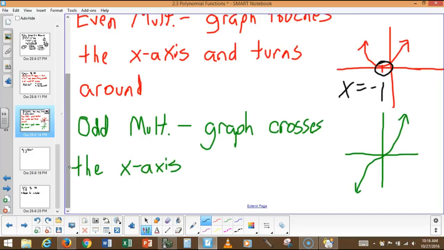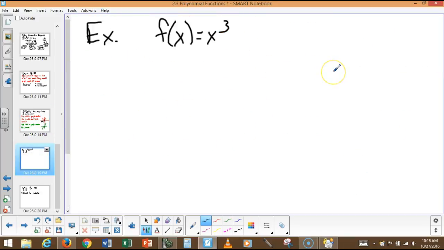If we're talking about odd multiplicity, the graph crosses the x-axis at that point. So if we're looking at this, this is a basic cubic function. You can see we're crossing the x-axis, so that means that zero is going to occur either 1 time, 3 times, 5 times, some odd multiplicity, because it crosses the graph at that point. I think this will make more sense if we look at a specific example.